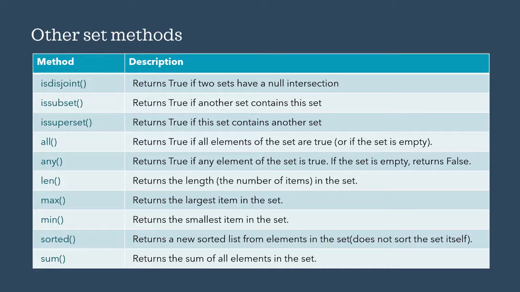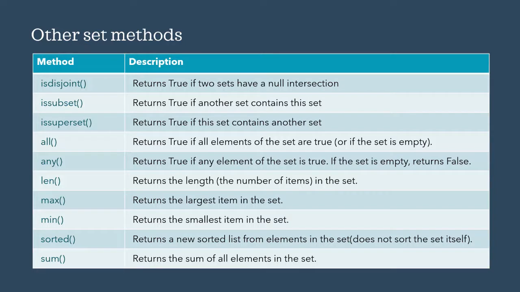The opposite of that is the any method. That is, if even one element is true, it will return true. If the set is empty, it will return false. Then we have the length method, which calculates the number of items in the set. The max method returns the largest item in the set. The min method returns the smallest element in the set.